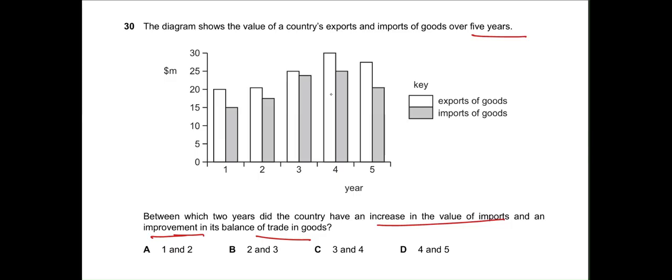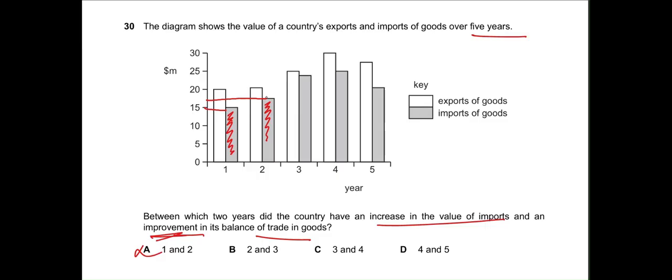The diagram which they have given is the export and import of goods. So the question is improvement. Let's see options 1 and 2. If you see over here, there was no improvement. In fact, this is my import, the gray shaded one. Over here my import was $15 million. In year 2, the import has increased, whereas my export is the same at 20. So this was not an improvement at all. So A is eliminated.